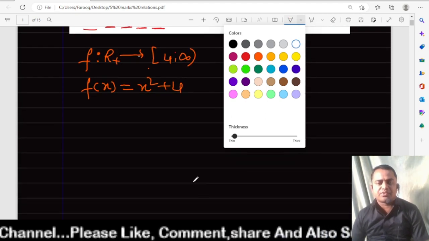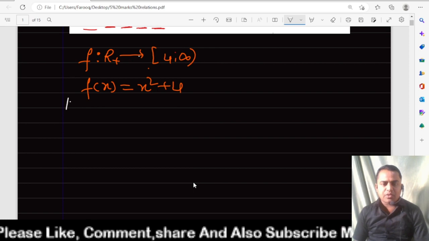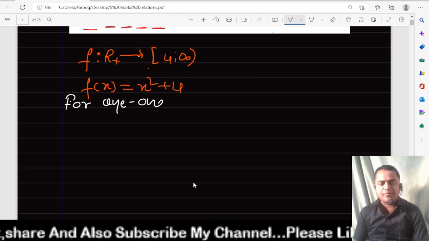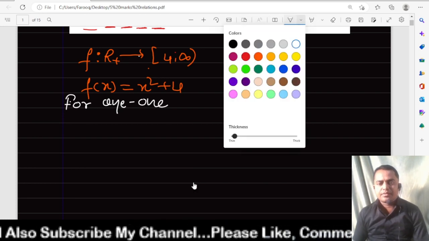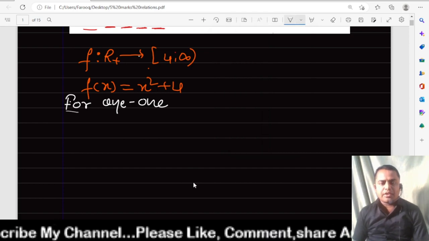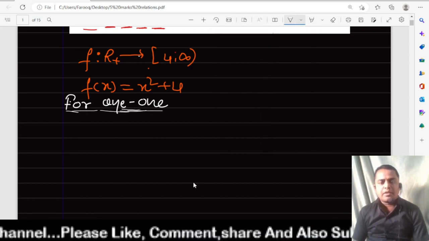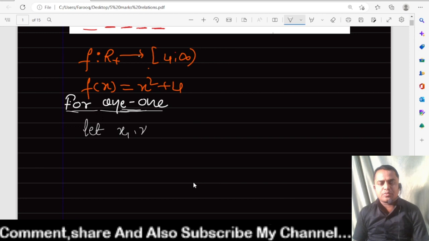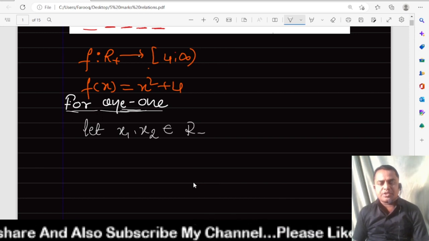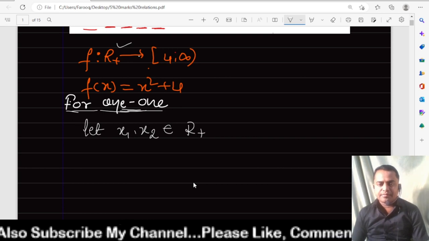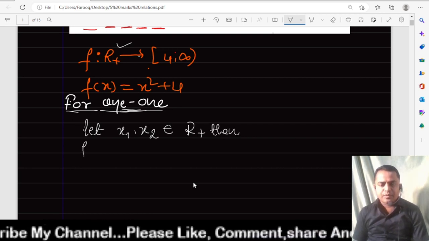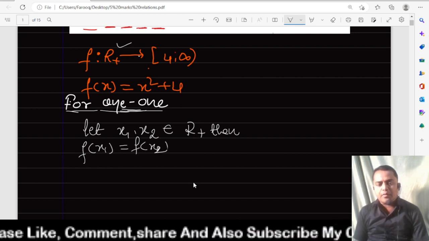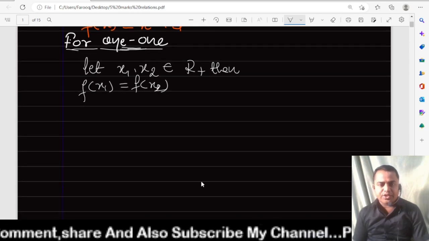To prove it is invertible, first we go for one-one. Let us take two numbers. Let x1, x2 belong to the set R plus. Then f of x1 is equal to f of x2.